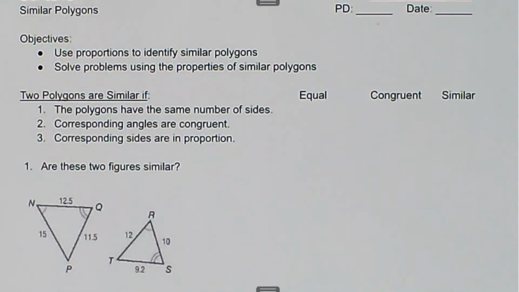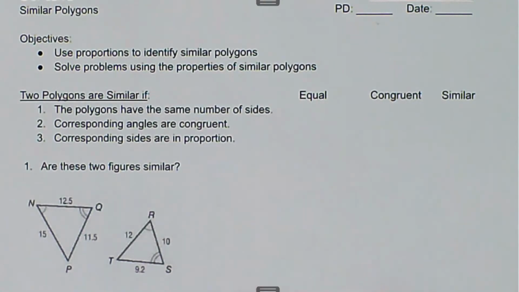We were talking about similar polygons, and we want to use proportions to identify similar polygons, and we want to solve problems using the properties of similar polygons. So the first thing we need to talk about is the difference between signs.